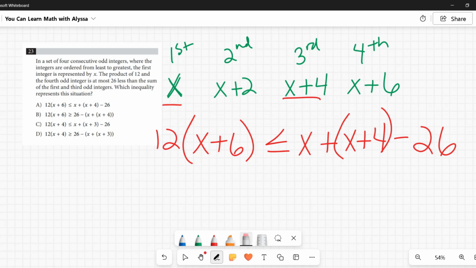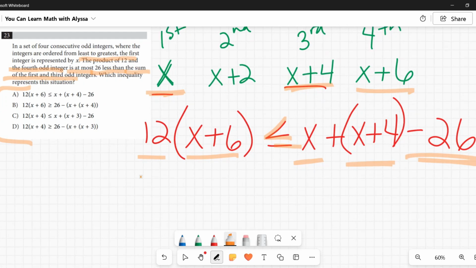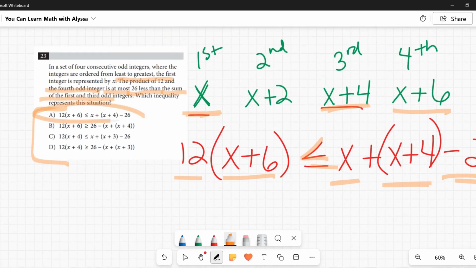All right, so let's look at this one more time. Just make sure we've written it correctly. It is the product of 12 and the fourth odd integer, okay, is at most, less than or equal to, 26 less than, minus 26, the sum of the first and third. Okay, 12 times x plus 6 is less than or equal to x plus 4 minus 26. I look over here to see which answer matches that, and that would be A.